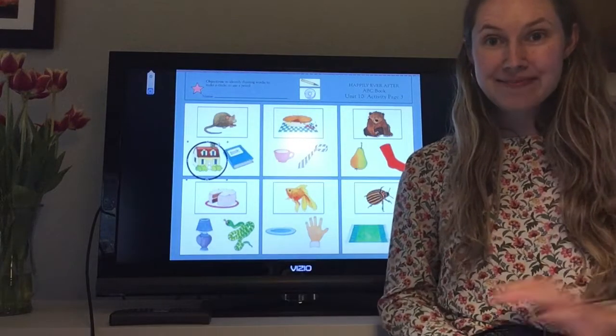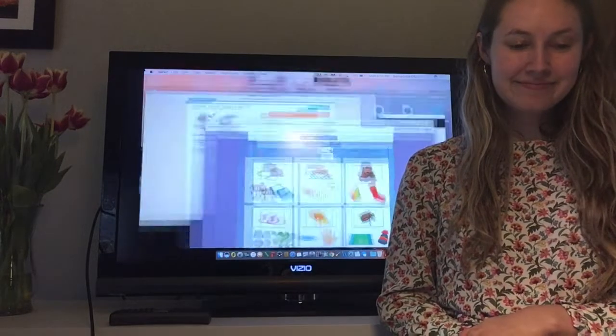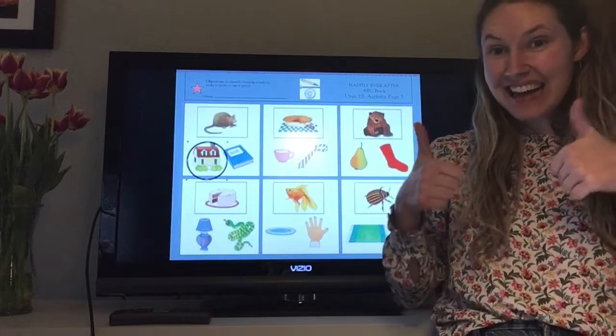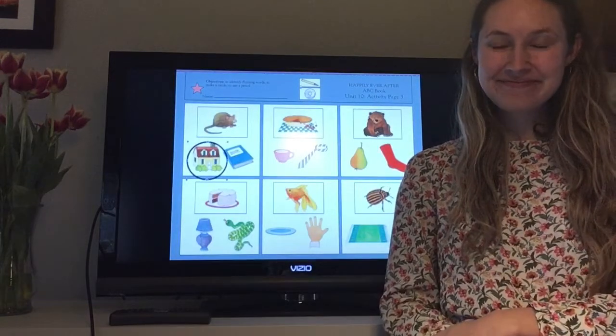Let's check if we're right. You should have circled the house. Yay, house rhymes with mouse.